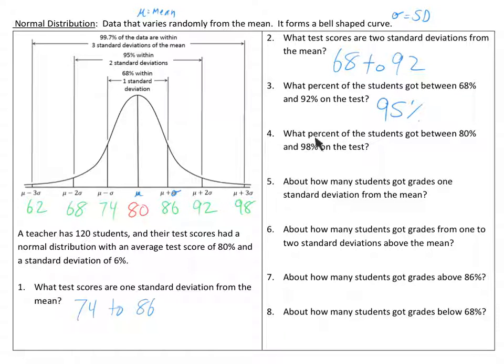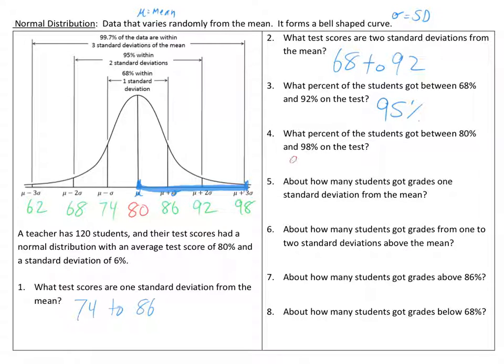So, next question, what percent of the students got between 80% and 98%? So 80% to 98%. Let's look at that real quick. Let's think about that. So 80% to what percent? To 98. So from there to there, what percent of people are right there? Well, let's think. Is 99.7 from here to here? If 99.7 is from here to here, isn't this half of it?